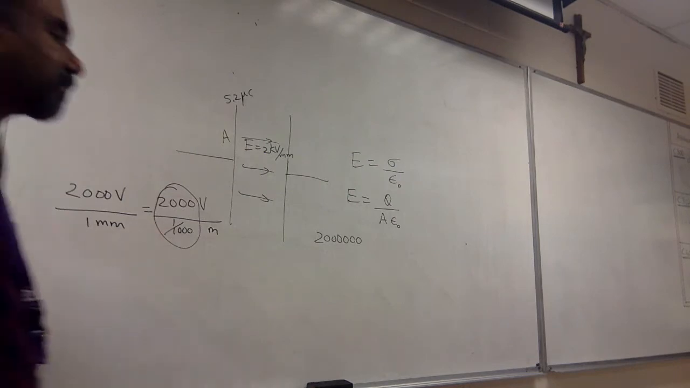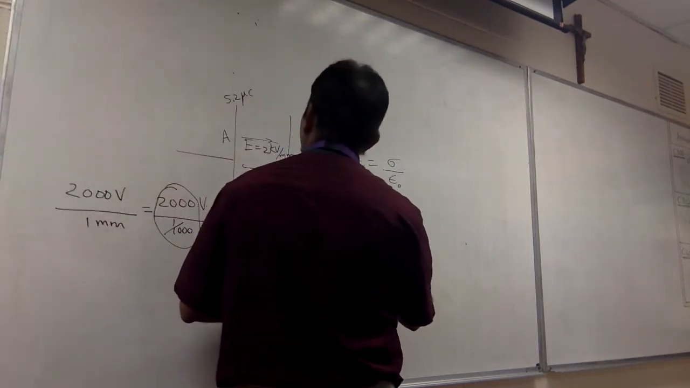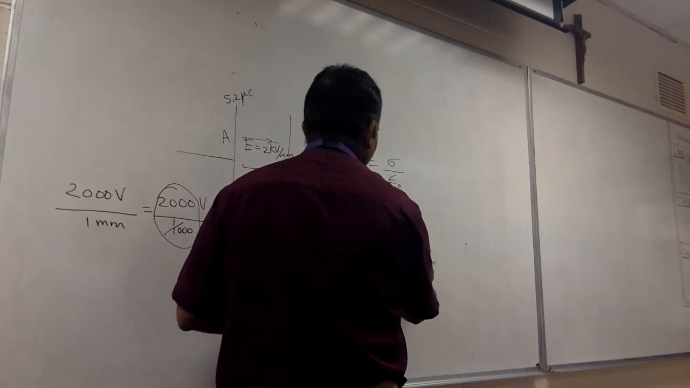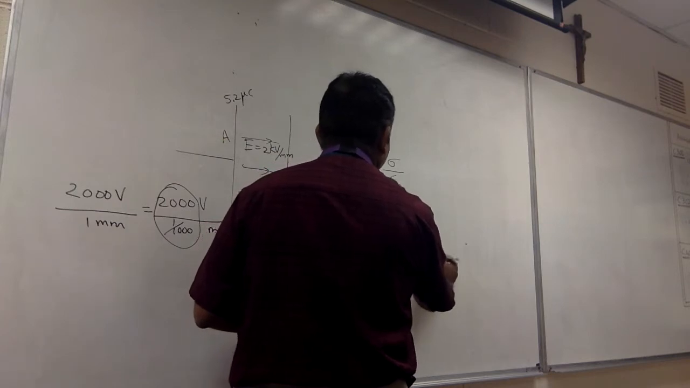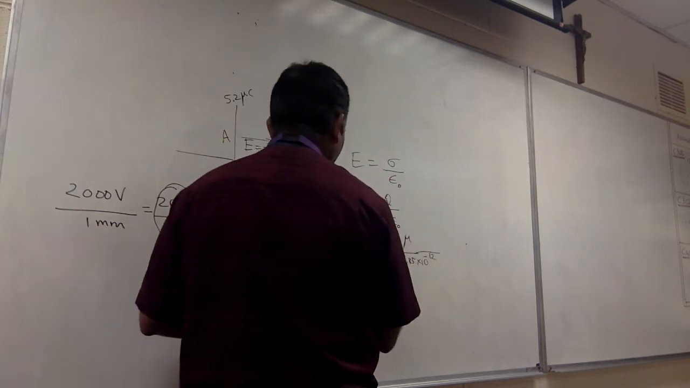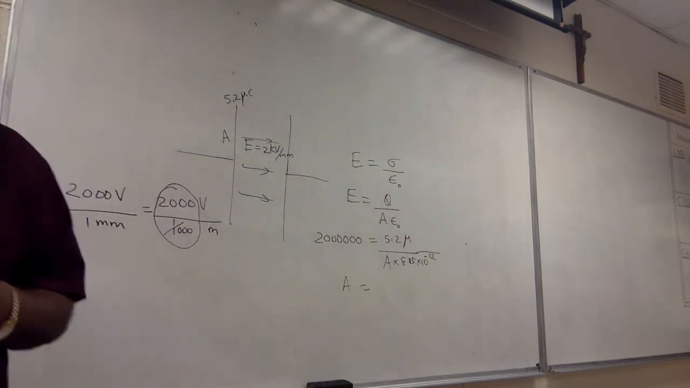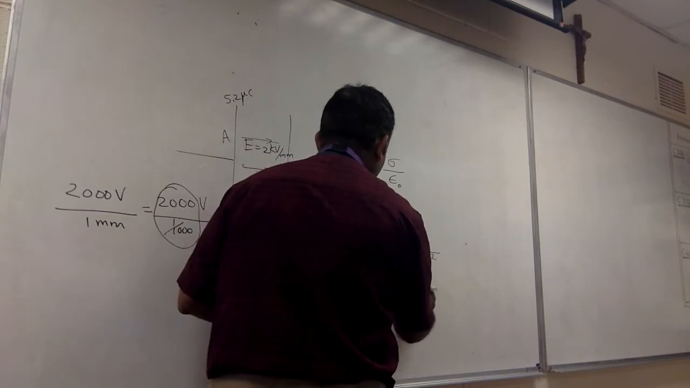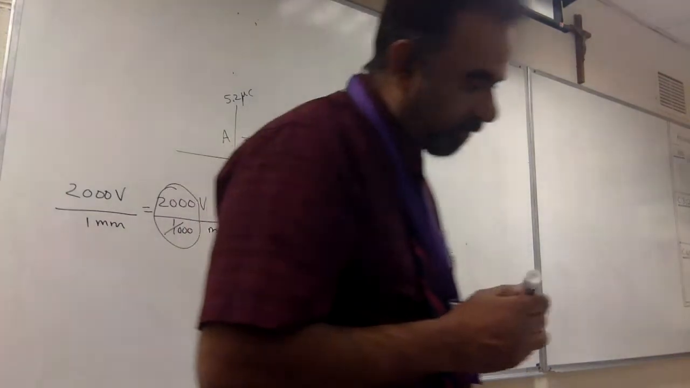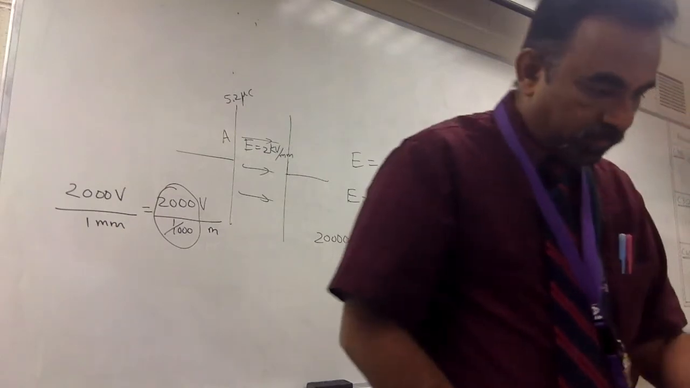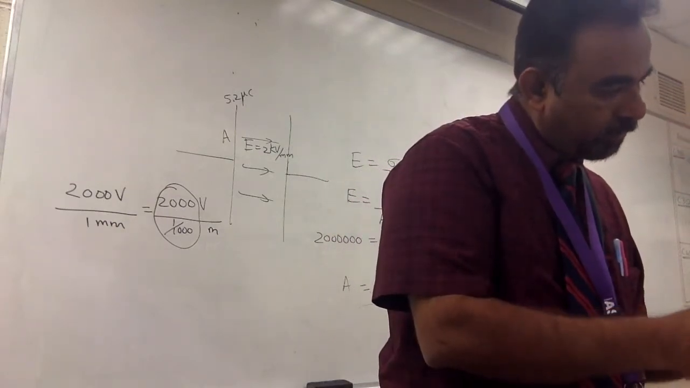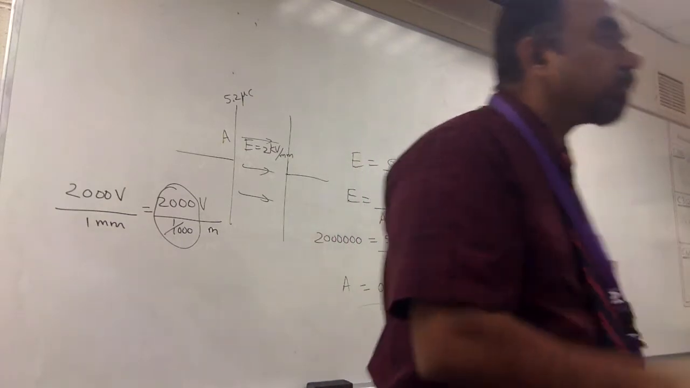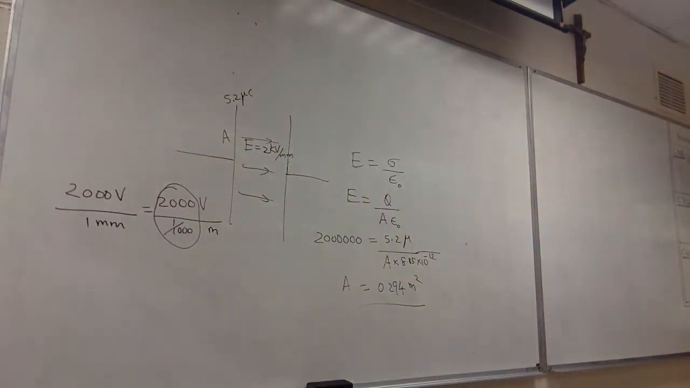2 million is equal to the charge 5.2 micro divided by area times epsilon naught, 8.85 times 10 power negative 12. And then you can find the area. Is it 0.294 meters squared? I don't know the answers, let me see. Yes, 0.294 meters square. That's the area of the plates.